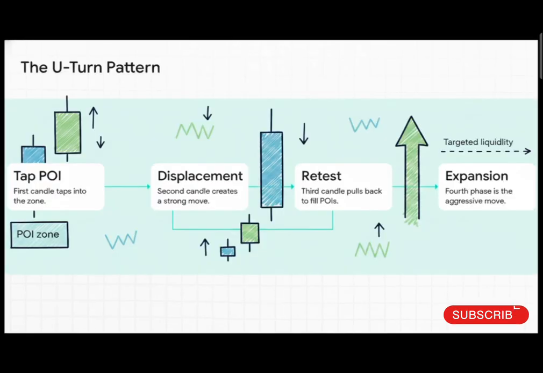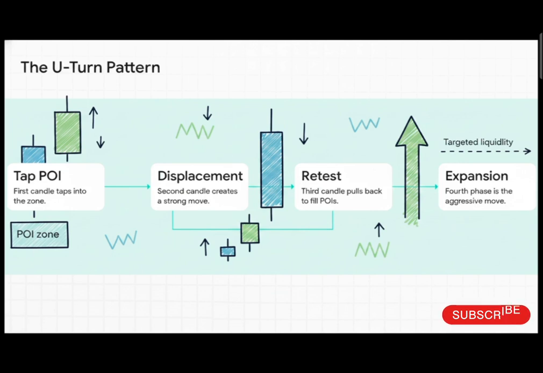So, you've got to patiently wait for these exact 4 steps to play out. Step 1, the first candle taps right into the POI zone. That's our initial slowdown. Step 2, the second candle creates a strong displacement. That's a powerful, really aggressive move away that proves the level has genuine institutional muscle behind it.